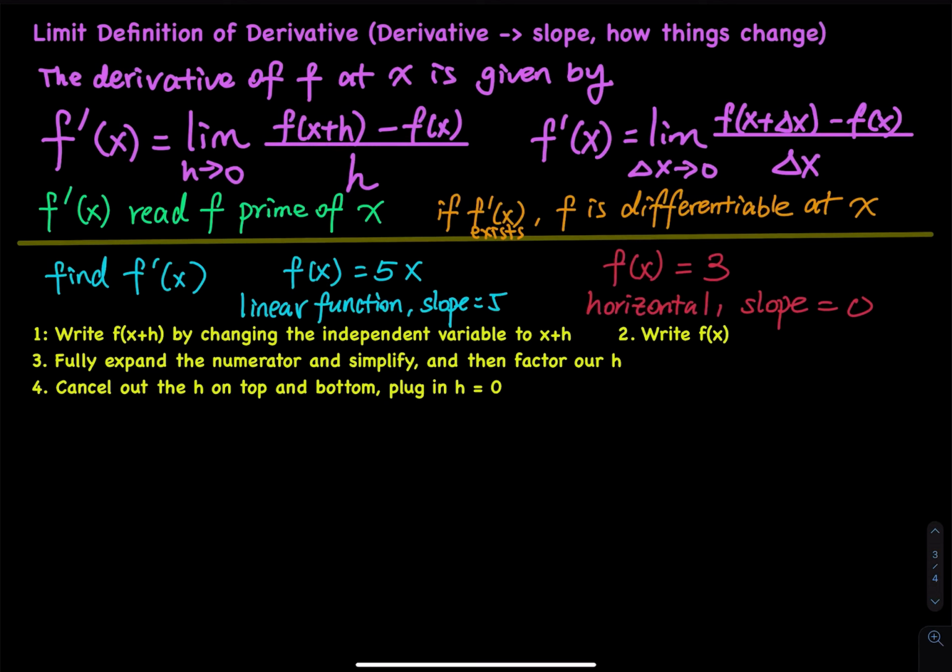We have two functions. The first one is f of x equals pi x. This is a linear function. Slope is equal to pi. The other one is just y equals 3. The graph is a horizontal line. The slope is equal to 0.